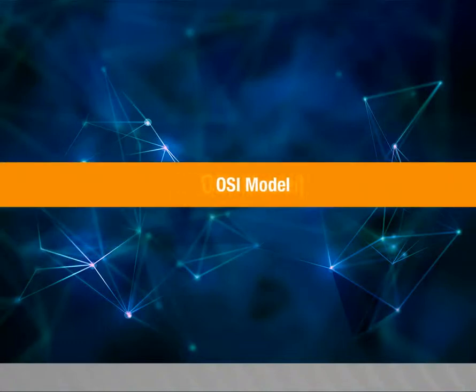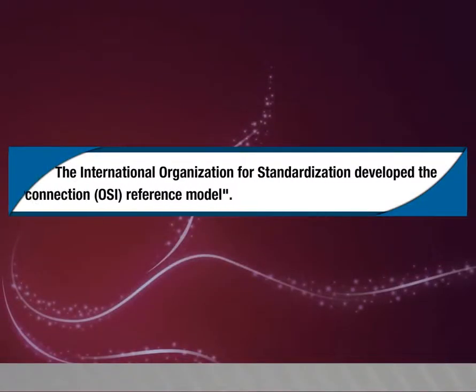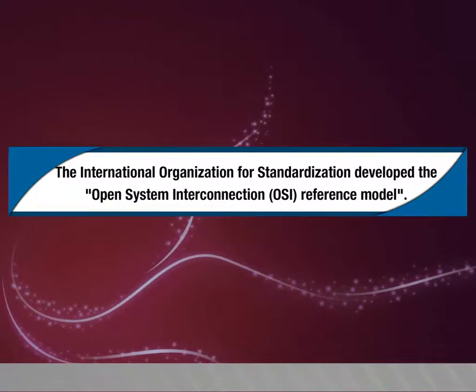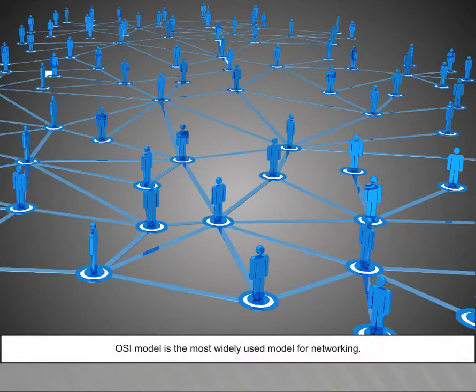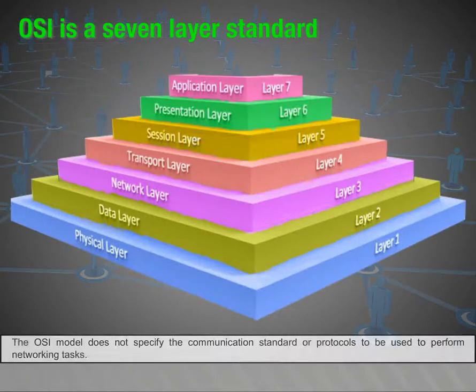OSI model. In this video, we are going to learn about the OSI model. The International Organization for Standardization developed the Open System Interconnection, that is the OSI reference model. The OSI model is the most widely used model for networking. OSI is a 7-layer standard. The OSI model does not specify the communication standard or protocols to be used to perform networking tasks.